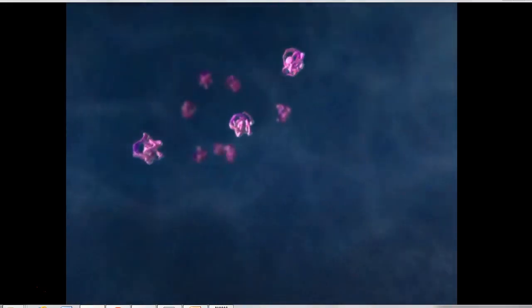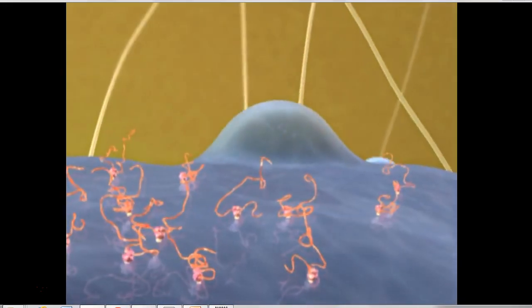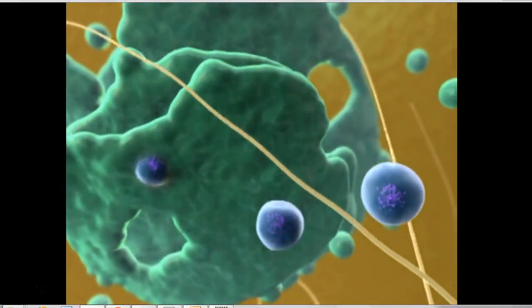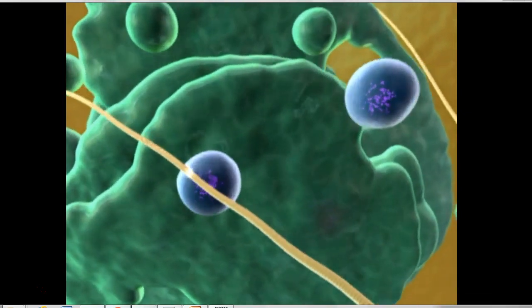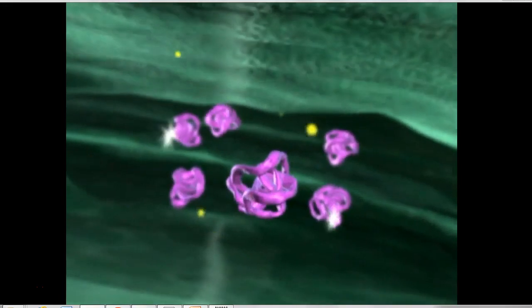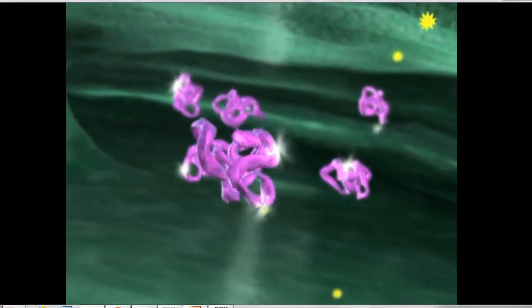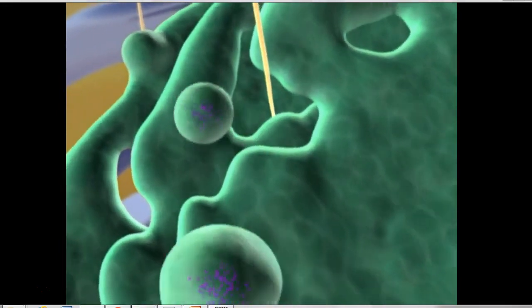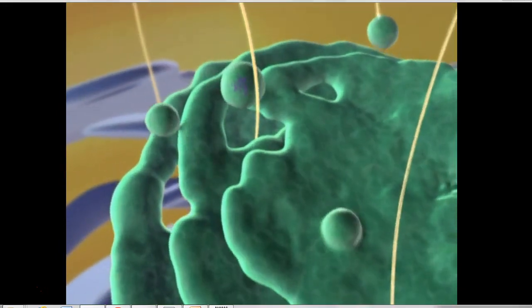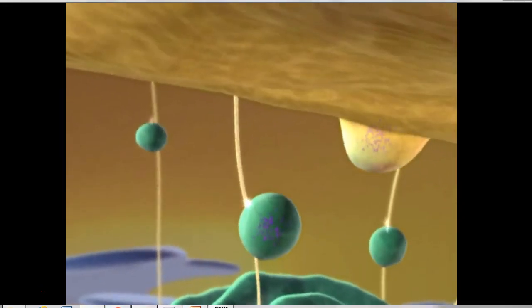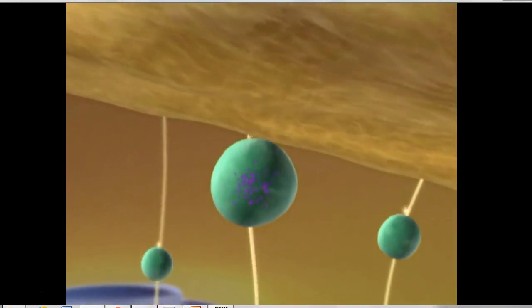Completed proteins move to the edge of the rough ER and depart in a vesicle that buds off from the ER membrane. Some vesicles fuse with the Golgi apparatus, another component of the endomembrane system. In the Golgi, proteins undergo further processing. Finished proteins are then packaged in vesicles that pinch off from the Golgi and are transported along cytoskeleton tracks. Some vesicles bind with the plasma membrane, secreting their contents outside the cell.